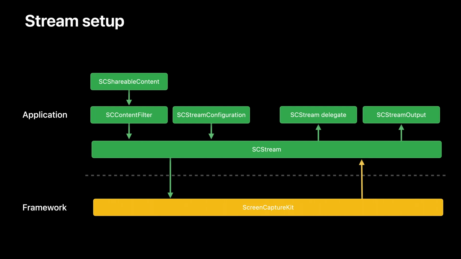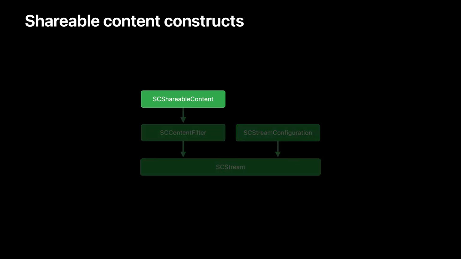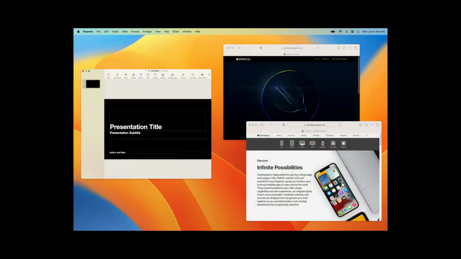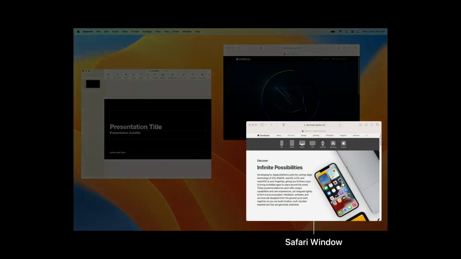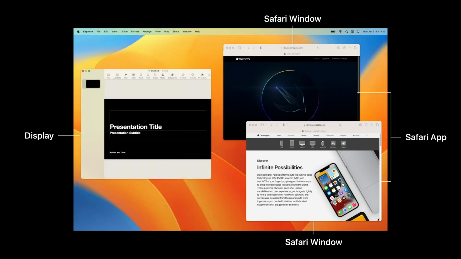Now, I'll show you how to use the API to set up a stream in your application. Here are the objects you want to get familiar with when setting up your stream. These are the objects that will determine what you capture and the quality and the performance of the capture. The first one I want to go into is SCShareableContent. On this desktop, there are windows, applications, and the display itself. ScreenCaptureKit has a corresponding class for each of these that you can use to build the content you want to share.